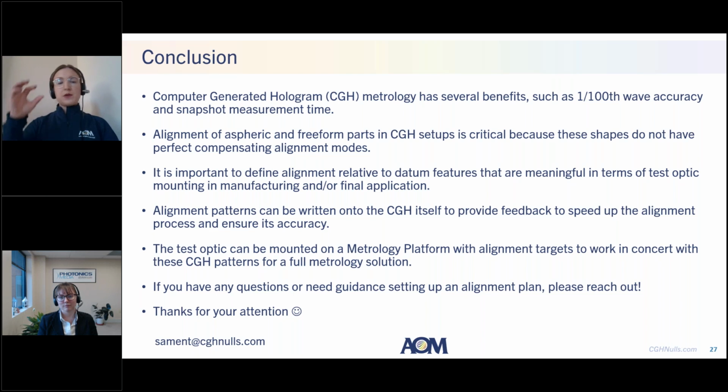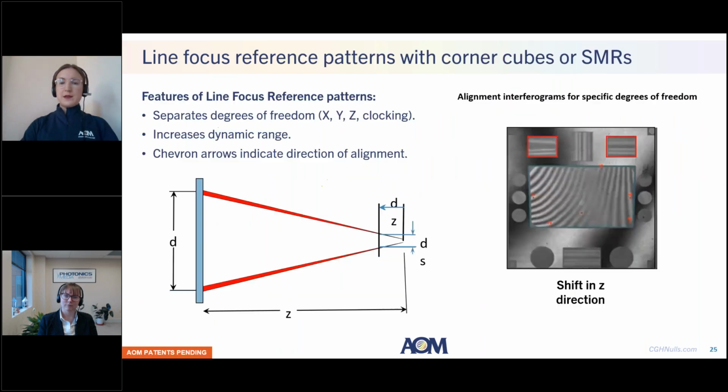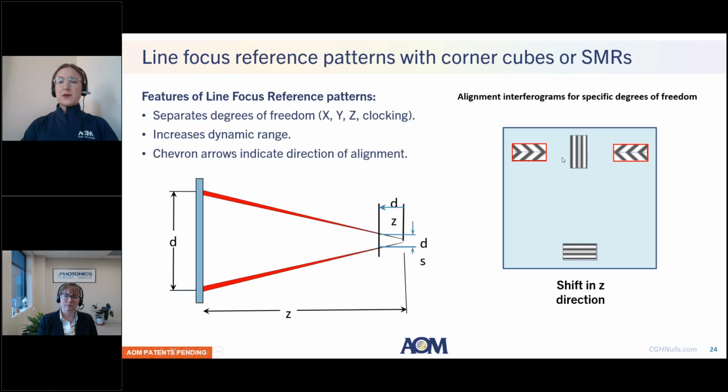For example, a line focus reference for dx, a line focus reference for dy, and perhaps a cat's eye pattern for dz. And for a freeform optic, where you do care about clocking as well as X, Y, and Z, I would recommend 4 patterns, which would basically be the 4 patterns shown here, which allow you to get dx, dy, dz, as well as clocking. So 4 line focus reference patterns for freeform optics.